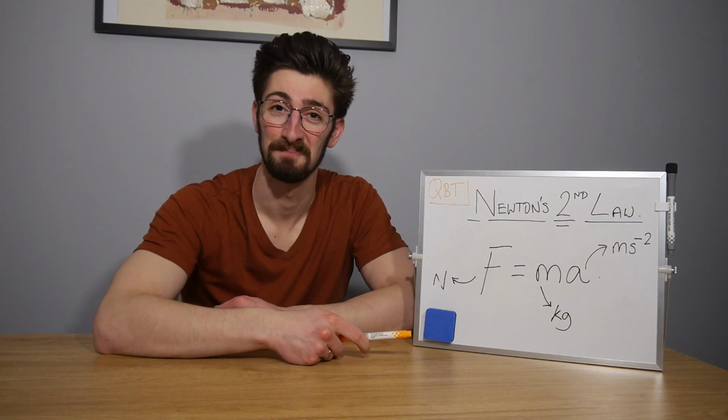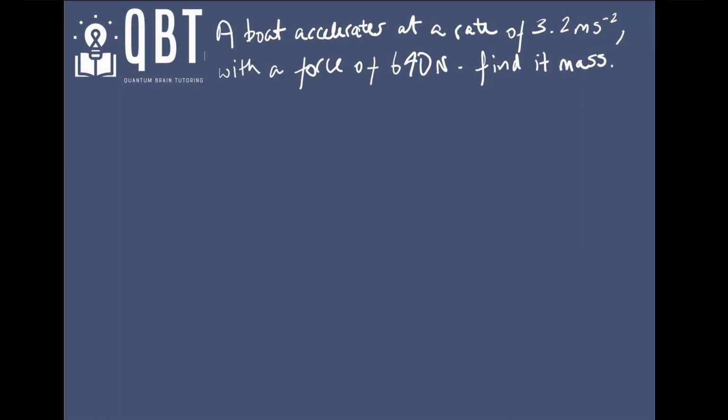Let's take a look. Okay, so how might we use our knowledge of this equation, of Newton's second law, to figure out the answer to this problem? Okay, well, let's have a look through it. So we have a boat which accelerates at a rate of 3.2 meters per second squared with a force of 640 newtons. Find its mass.